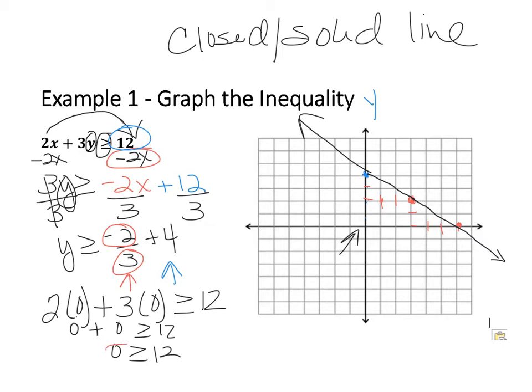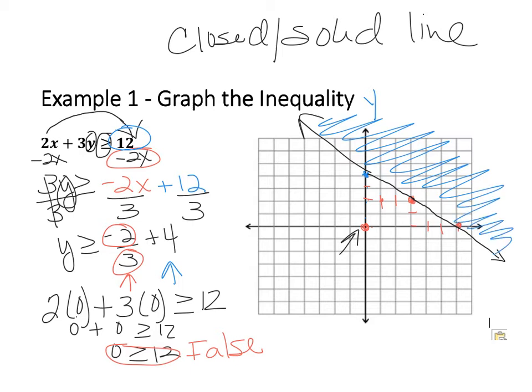Now I need to know, is that a true statement or a false statement? Is 0 bigger than 12? That is false. 0 is not bigger than 12. So this point, 0, 0, was on this side of the line. So since that statement was false, I have to shade on the opposite side. If this statement would have been true, I would have shaded on the side of the line that had the point. So there's one example.